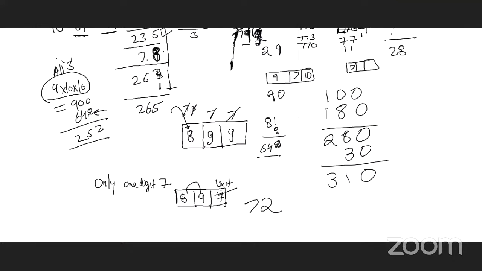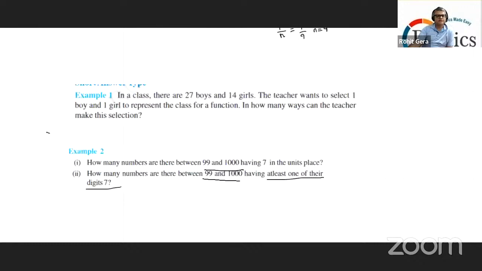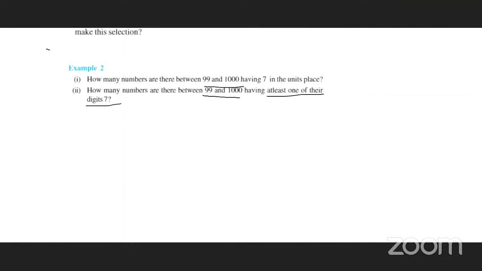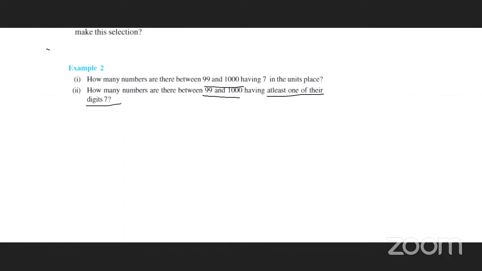Wait a minute, sir, wait a minute. First place is occupied by 7. Wait. Even with our reverse counting method, we should have got the answer. Wait a minute, sir. Sir, at least one unit digit is 7. One of their digits. So 10's, units, 100. Wait a minute, sir.